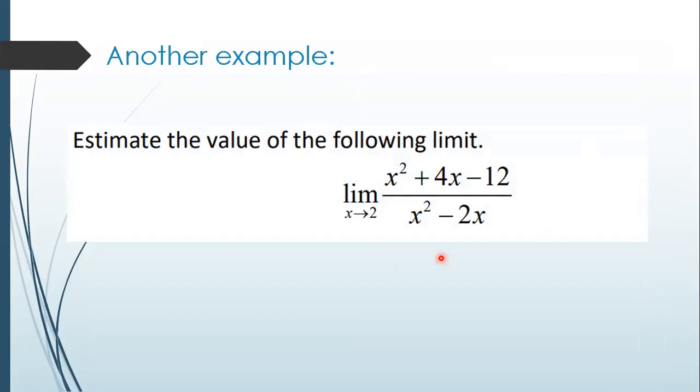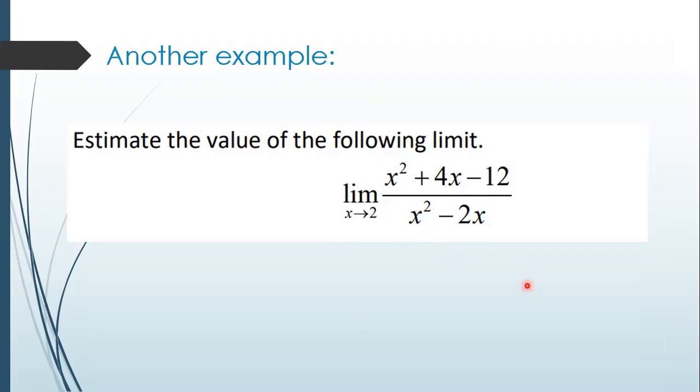We have another example. Estimate the value of the following limit. You might be wondering, why did I say estimate? Because we are just using a table of values. So I am the one who assumed the values of x, which is not really given, because I am just trying to balance it well where it might reach a certain value of our c, as you can see here, as x approaches 2.